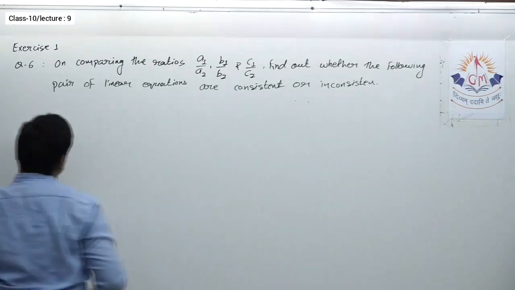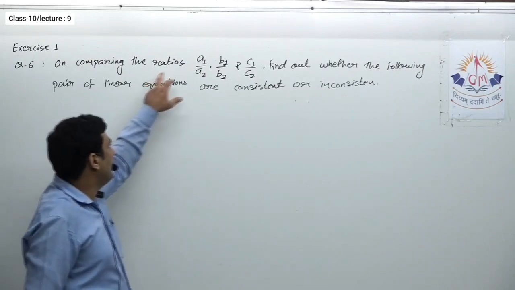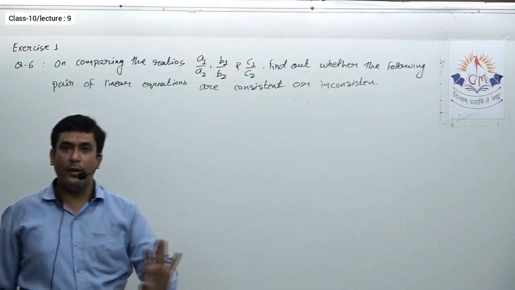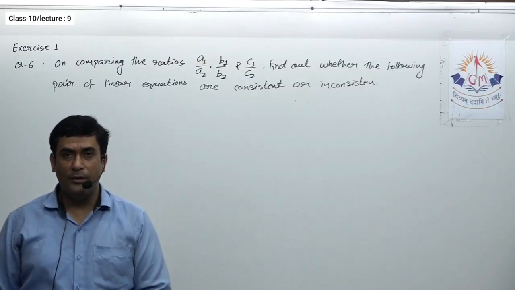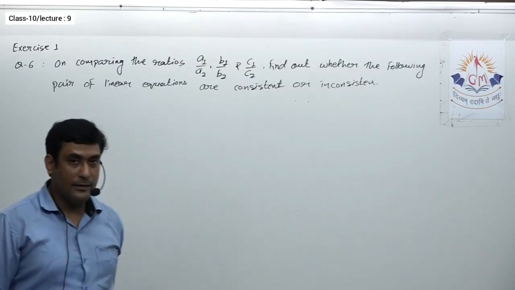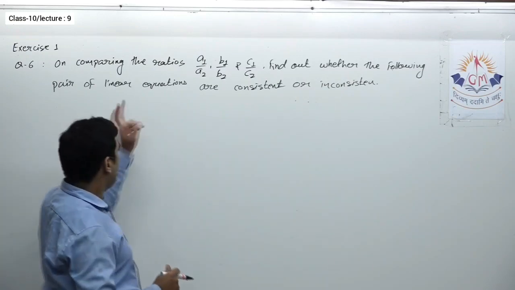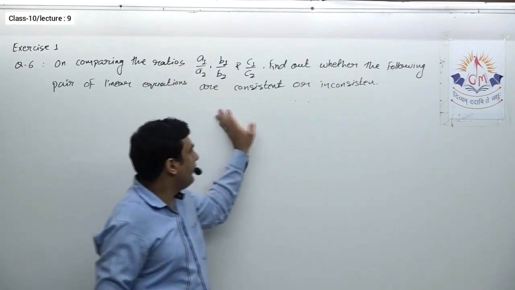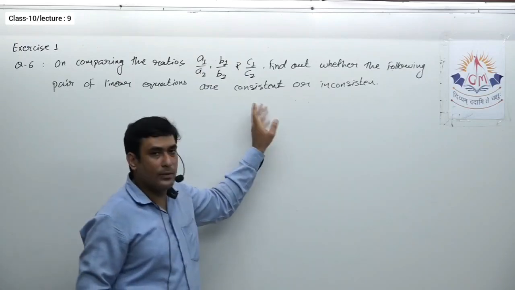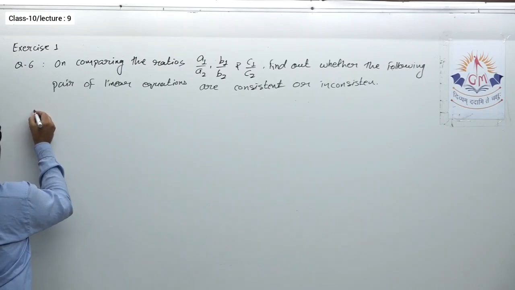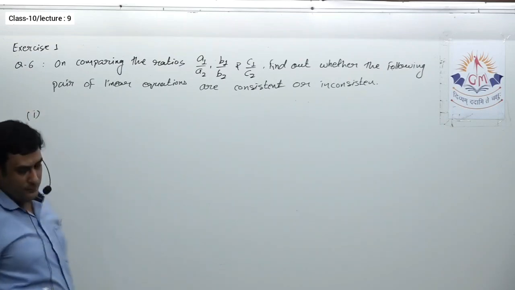In last lecture we solved a similar type of question. Over there the question was that by comparing the ratios we have to identify whether the pair of linear equations are intersecting lines, parallel lines or coincident lines. And over here same thing we have to do, but we have to identify whether the pair of systems are consistent or inconsistent. So let us see in this first one.